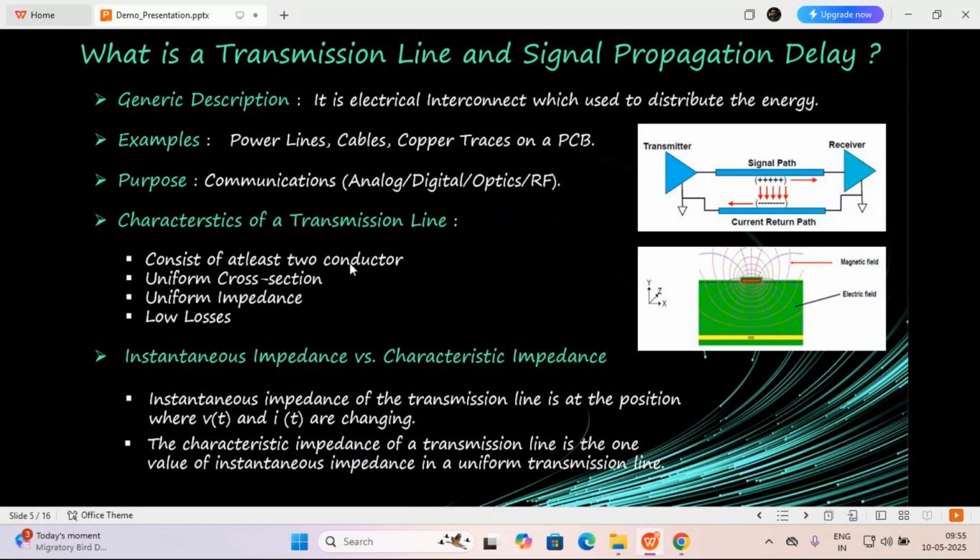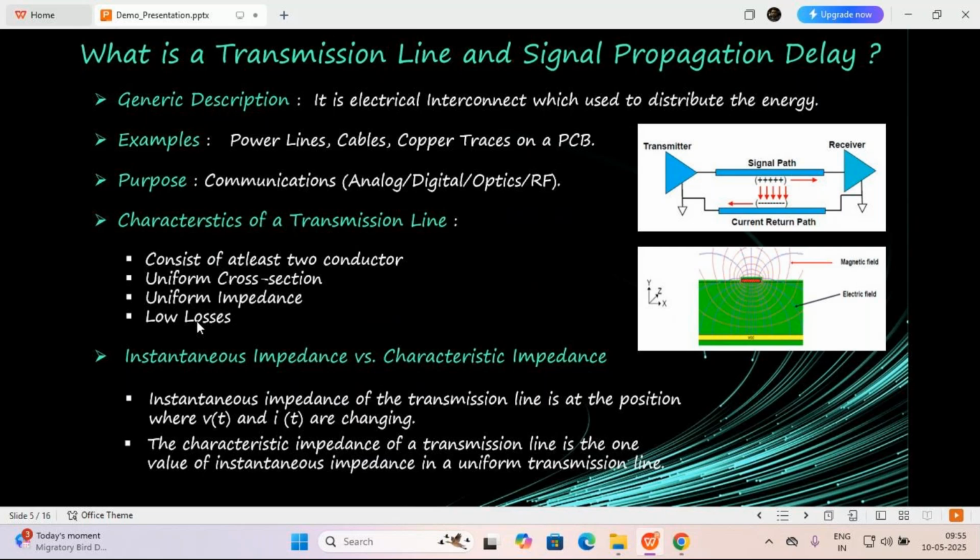Then we should have a uniform impedance of a transmission line. The transmission line should have a uniform impedance throughout the channel. And also it should have low losses, meaning the transmission line should offer very low losses to the signal. Otherwise your signal will get more and more distorted and ultimately it will lose its property or integrity.